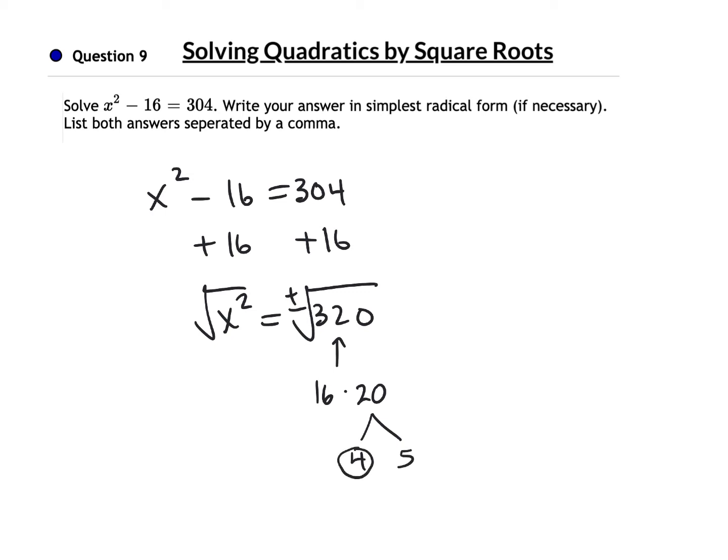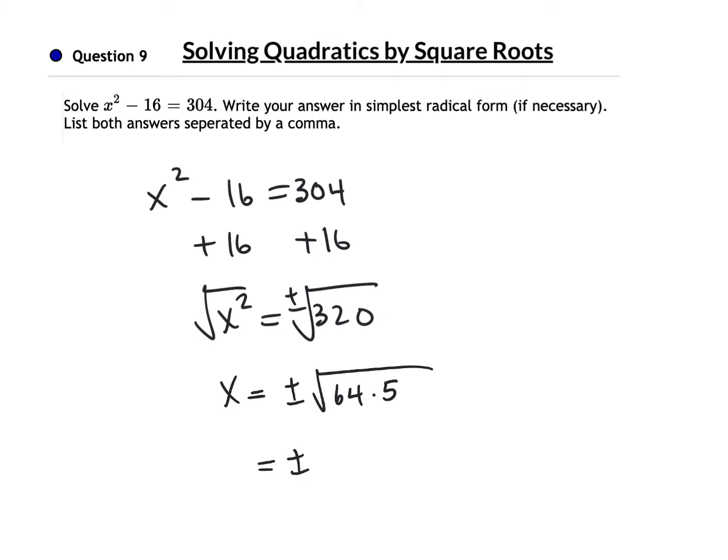4 is that perfect square. There's a 4 in the 20. There's a 16 in the 320. And both of these make a larger perfect square. 4 times 16 is 64. The largest perfect square is 4 times 16, 64. X equals plus or minus, I'm going to rewrite this as 64 times 5, since 320 divided by 64 is 5. This is plus or minus. The square root of 64 is 8. 8 root 5. This is two answers. Positive 8 root 5 and negative 8 root 5.